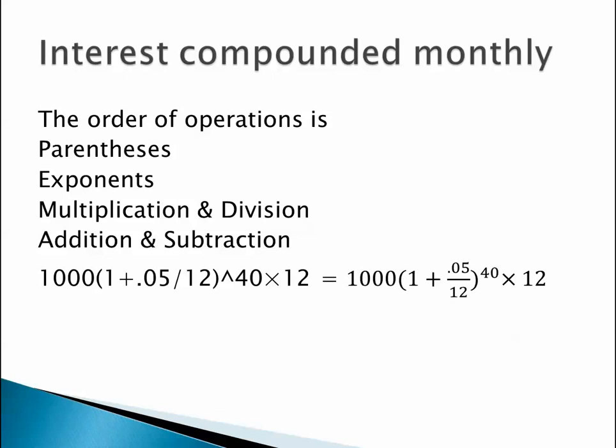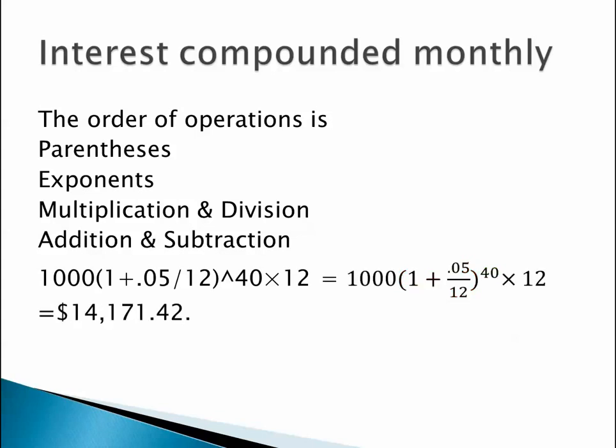We don't want that whole thing times 12. We want the 40 times 12 in parentheses. So again, it would first calculate the 1 plus 0.05 over 12, that's in parentheses. Then it would do the exponent, the 40. Then it would do the multiplication, 1,000, and then times that. And that's not what we want.